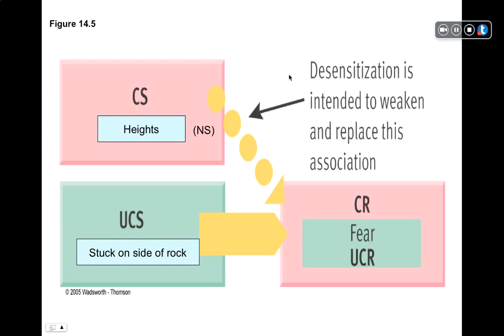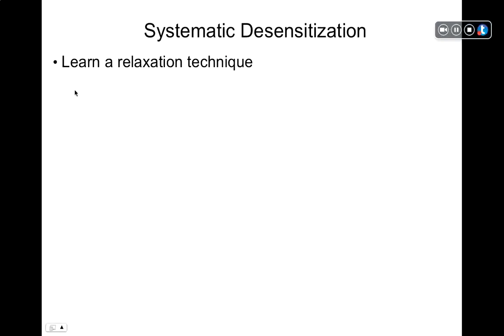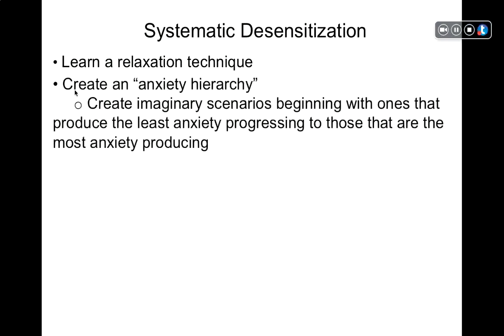So what systematic desensitization is designed to do is to weaken this learned association between heights and fear and replace a maladaptive fear response with a more adaptive response, such as relaxation. So here's how systematic desensitization works. The first step is to learn a relaxation technique, and there's a number of them, such as progressive muscle relaxation, where you learn to relax all the muscles of your body to induce a deep state of relaxation. So the therapist would train you in a relaxation technique. The next step would be to create an anxiety hierarchy. And what this is, is imaginary scenarios going from the scenario that produces the least amount of fear to the one that creates the most amount of fear.